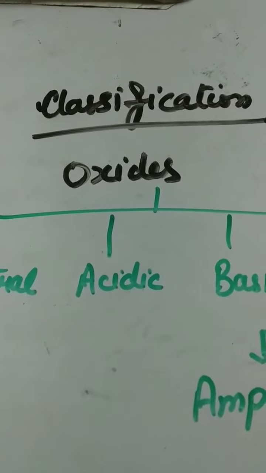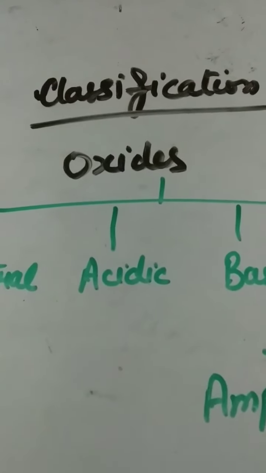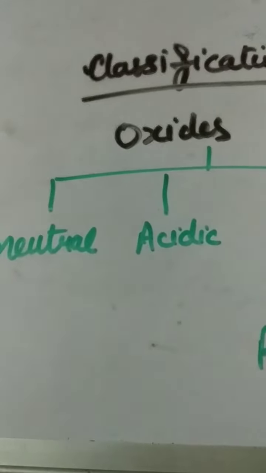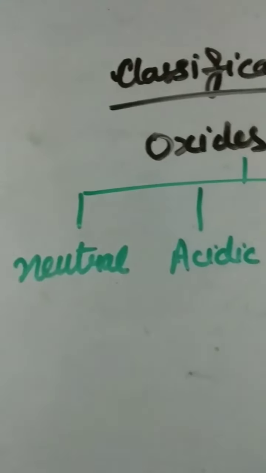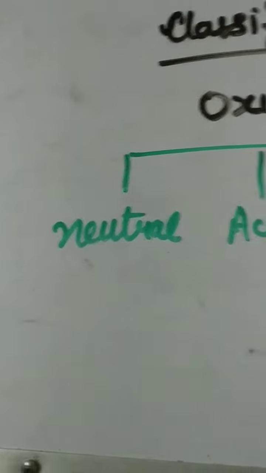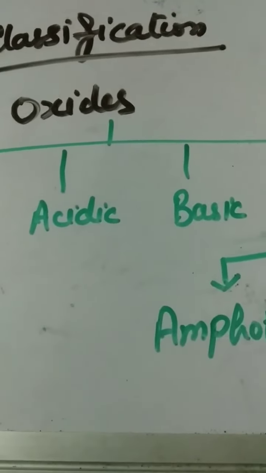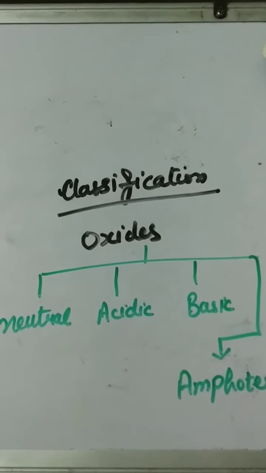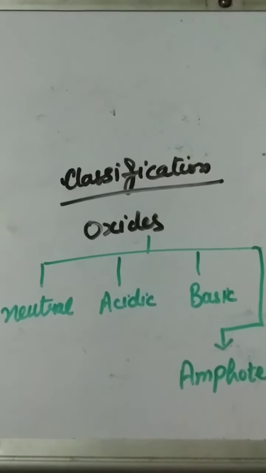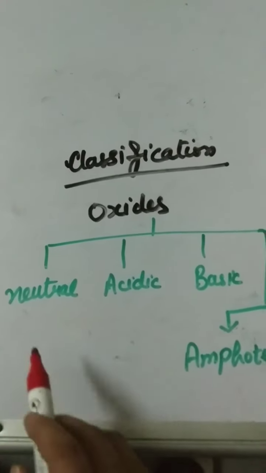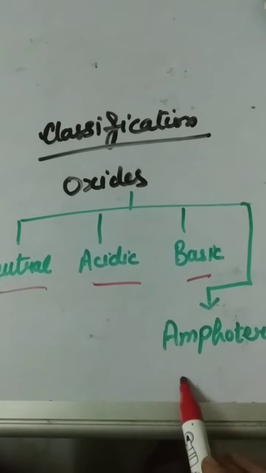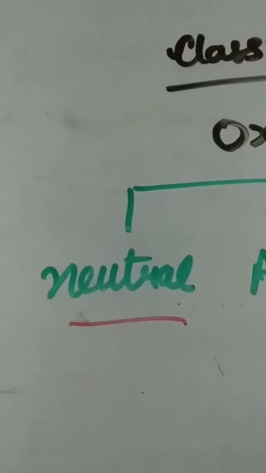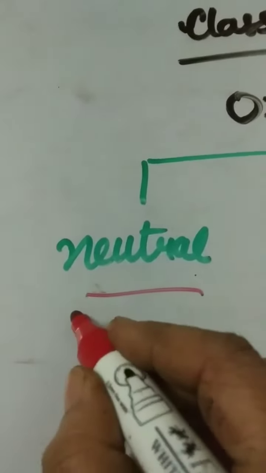Now we will start with the classification. Classification of oxides. Oxides have been classified in many ways: neutral, acidic, basic and amphoteric. On the basis of their acid-base character, oxides are classified in 4. First, we will discuss neutral oxides.